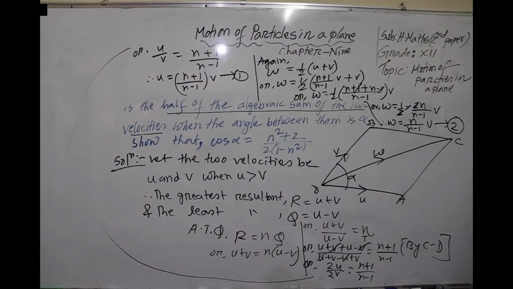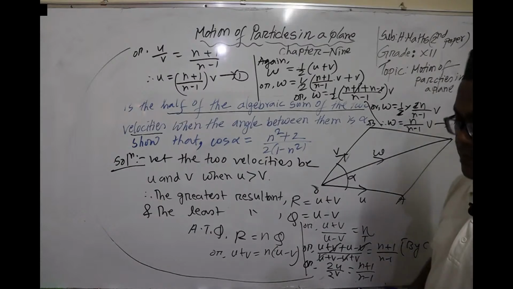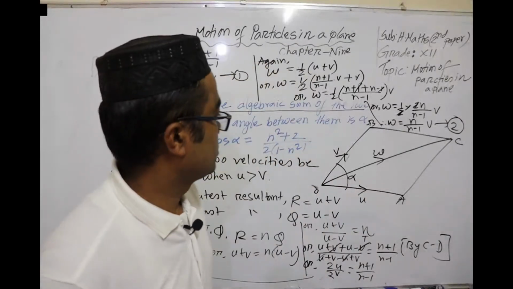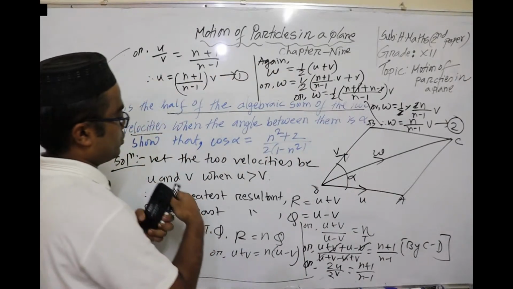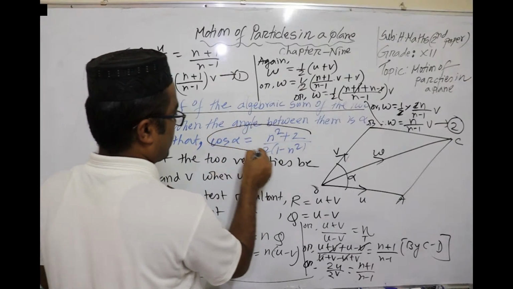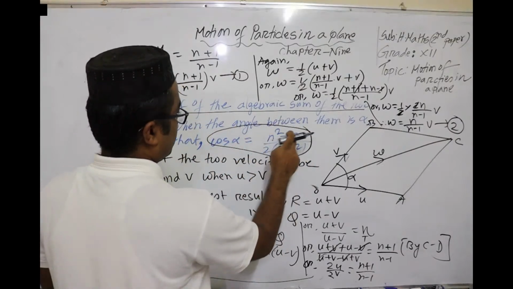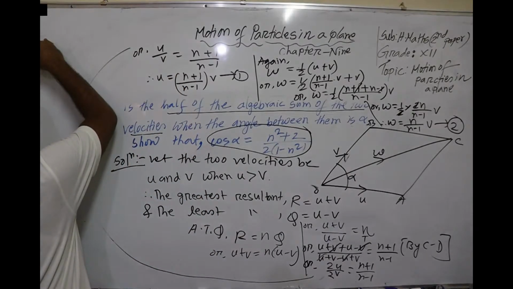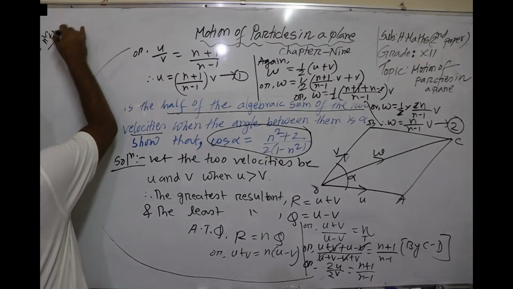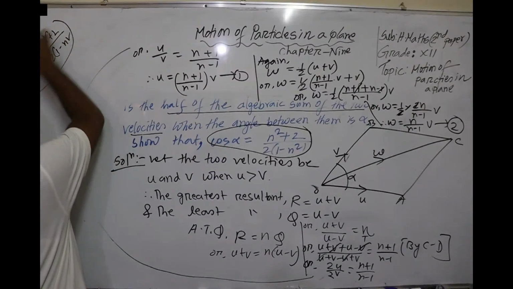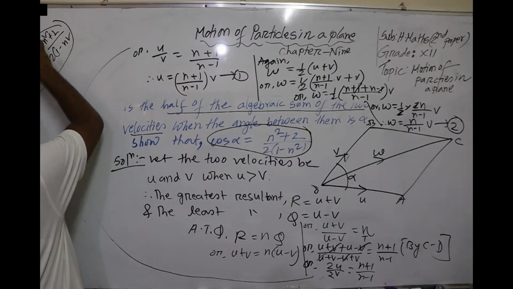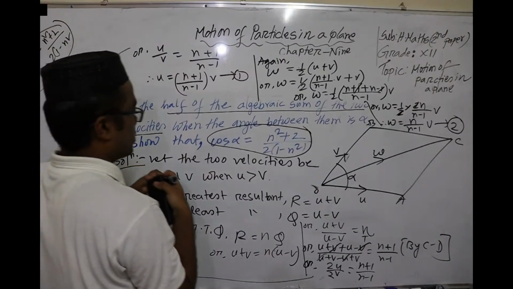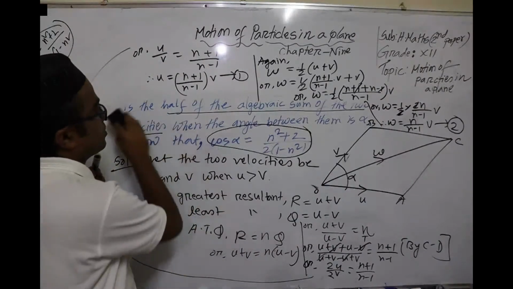Okay, now you can write from the parallelogram law of velocities. So we need to prove cos alpha equal to (n square plus 2) by 2 into (1 minus n square). I want to write this one. We need to prove this one. Because I want to wrap this one that time, we did it.